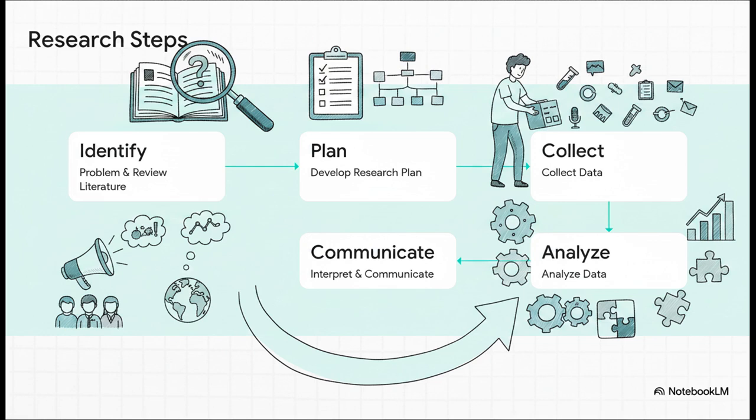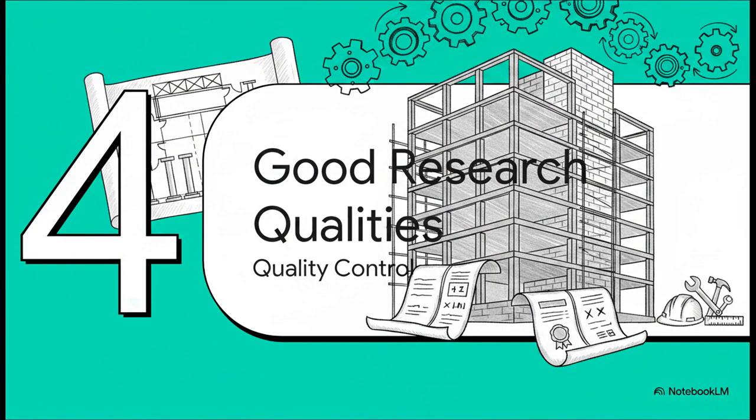But remember, this is a dynamic, iterative cycle. Communicating your results almost always sparks entirely new questions, which sends you right back to Step 1 to constantly refine our understanding. Section 4. Qualities of good research, building codes, and quality control.